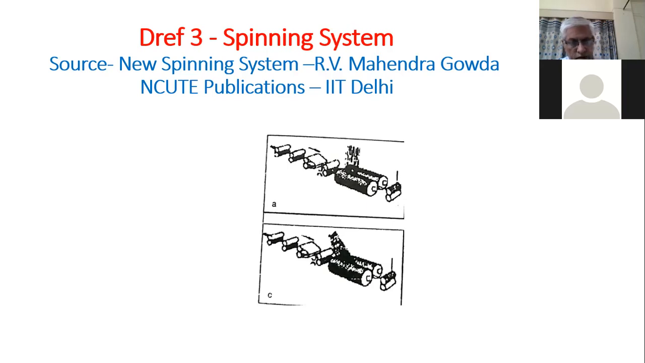There was one more drawback, that generally we are feeding 5 slivers in this spinning system. That's why it was not possible to spin finer counts. So if it is possible to feed one single sliver, then we can spin finer count also. So on the basis of this, the draft 5 friction spinning machine was developed.